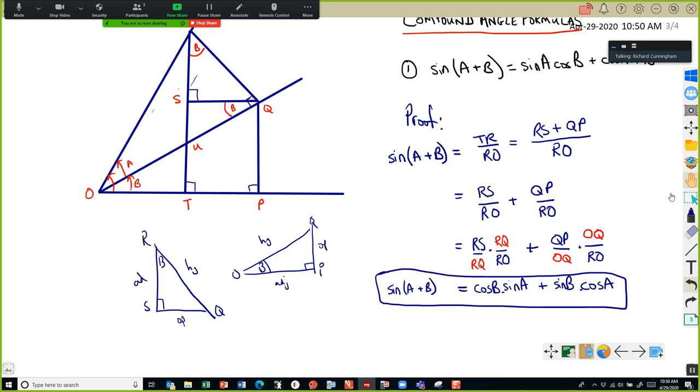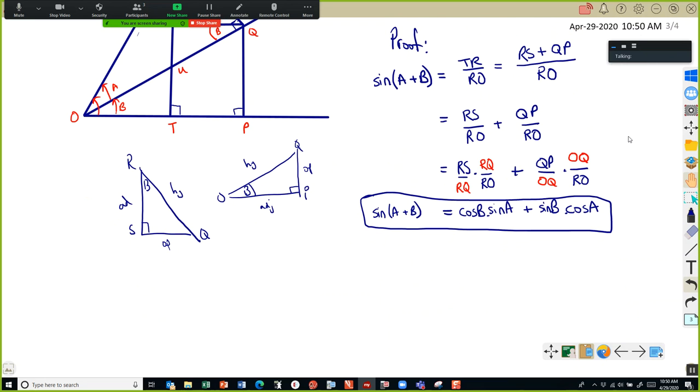Let me write down another one. So sine of A minus B is equal to, yeah, so cos B sine A. It would be subtract. And so that's the second one.